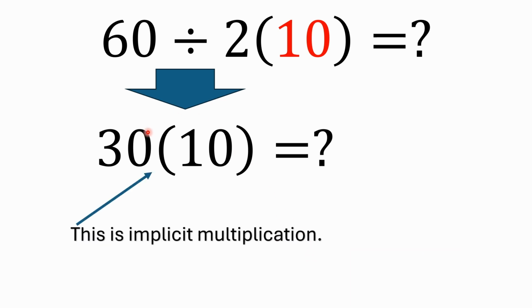And once again, like I mentioned before, this is implicit multiplication whenever you have a number outside of parentheses like this, and there's no symbol. If you don't have a symbol here, it's always assumed that this is multiplication. It's implied that it's multiplication. That's why it's referred to as implicit multiplication, as opposed to explicit. Explicit multiplication is when you actually have a multiplication symbol.